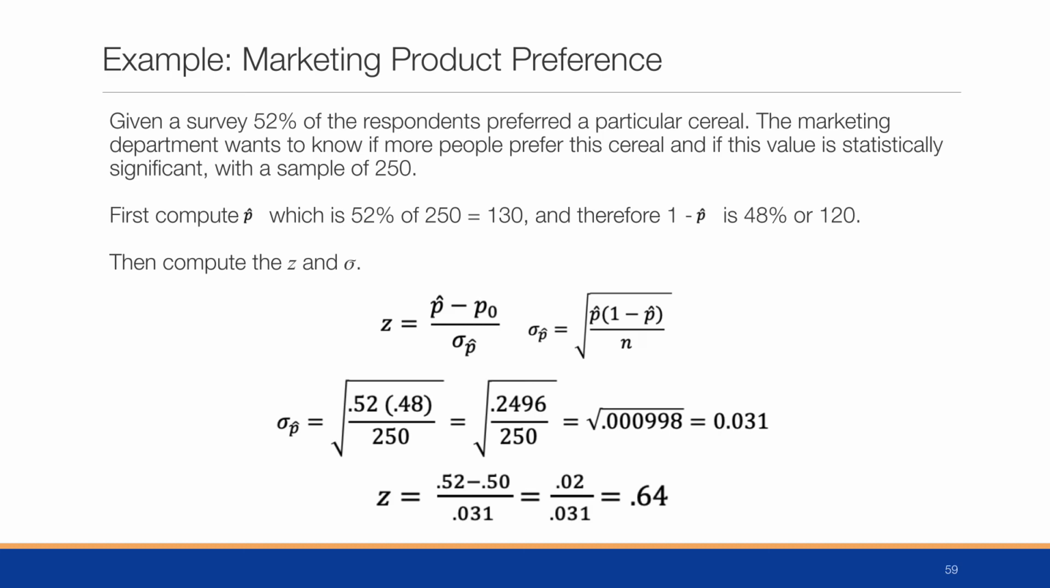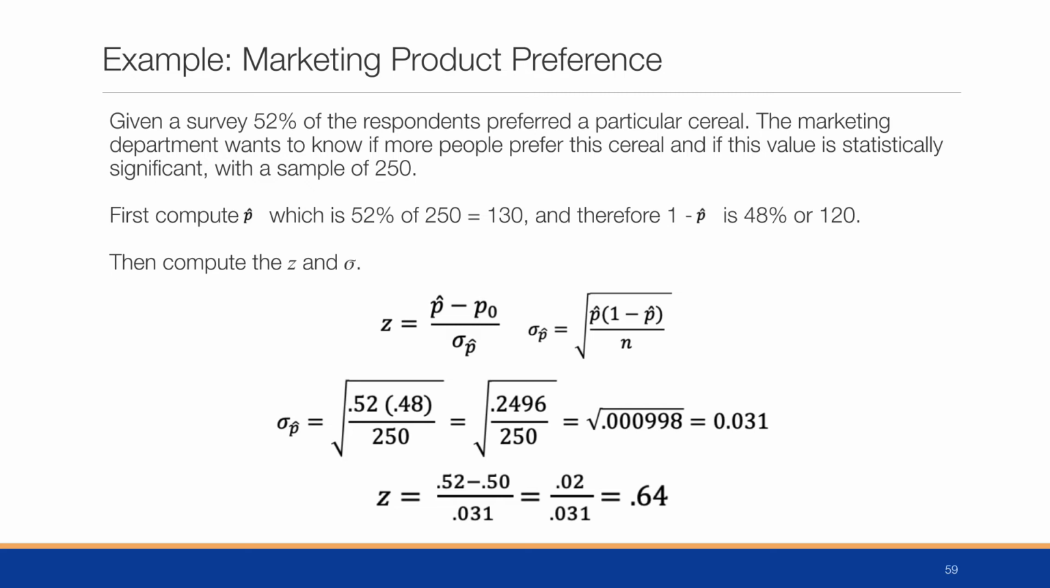In another example, given a survey where 52% of the respondents preferred a particular cereal, the marketing department wants to know if more people prefer this cereal and if this value is statistically significant with a sample of 250. First, we compute p hat, which is 52% of 250, so that's 130. Therefore, 1 minus p hat is 48%, or 120. We'll then compute z and sigma.